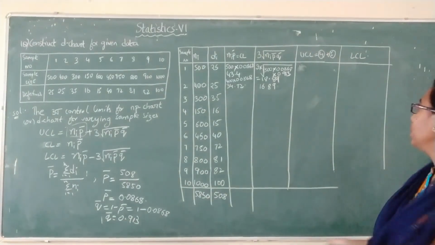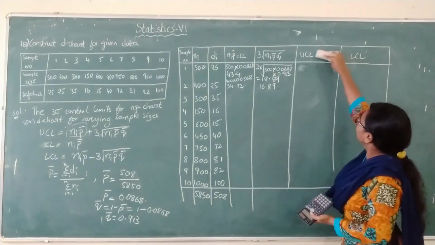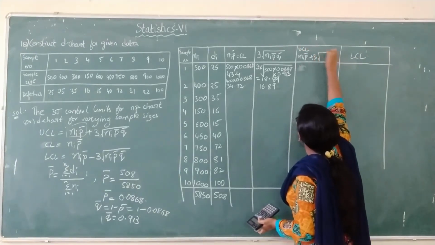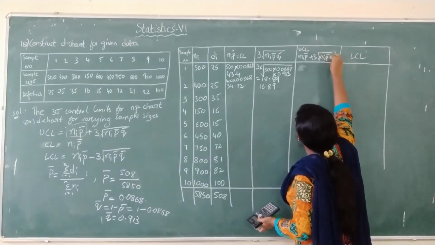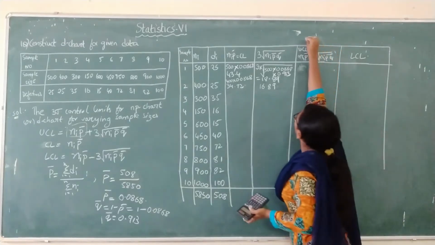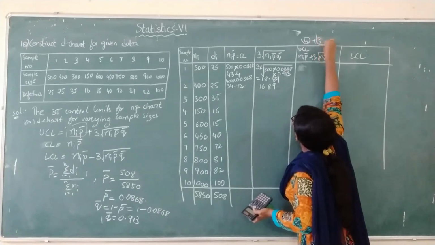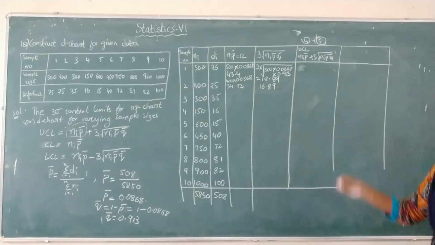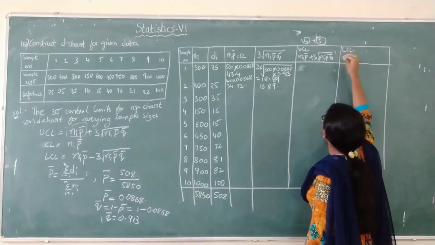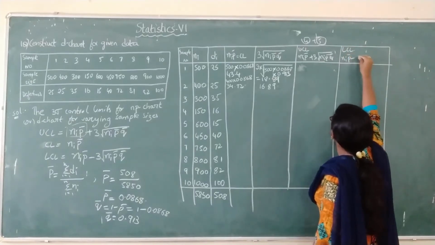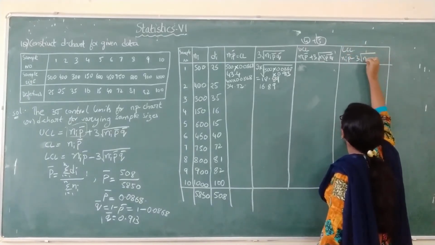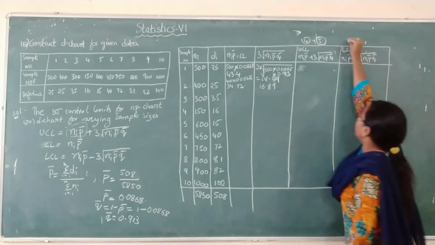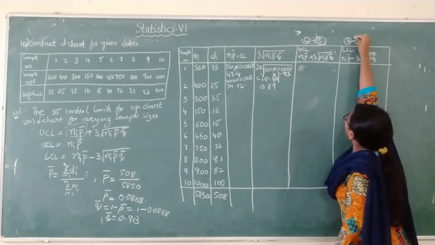So what is the formula for the UCL? UCL is n P bar plus 3 into under root n P bar Q bar, and you get it as column 4 plus column 5. Similarly, how do you get the LCL value? LCL is n P bar minus 3 into under root n P bar Q bar. So how will you get this value? Column 4 minus column 5.